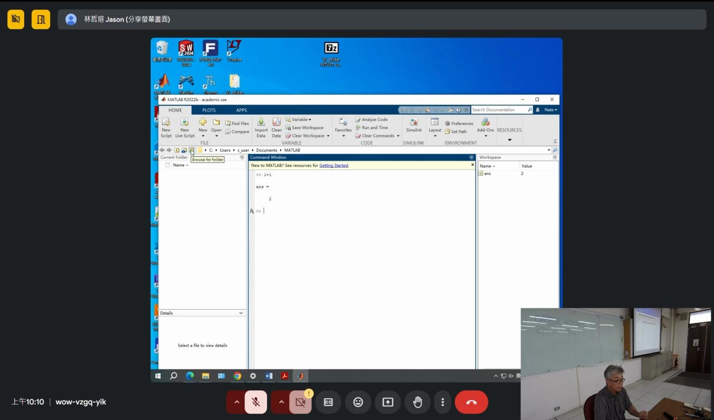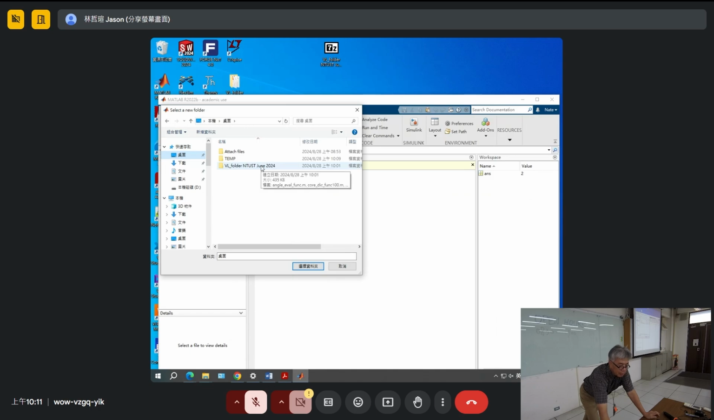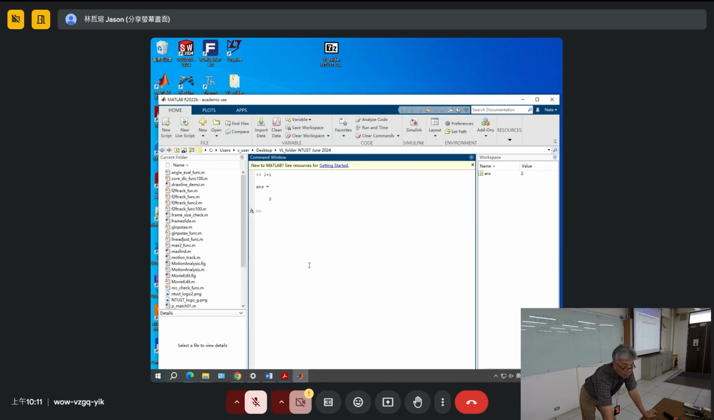To do so, you come here. You select this, browse for folder. Good. You browse for the folder, click it. Right, and desktop. Yeah, this is a folder, right? Good. You select this BL folder NTUSD June 2024 and open. Good. Then if you reach successfully, the pathway shows up, right? Then all the code plus some junk appears.